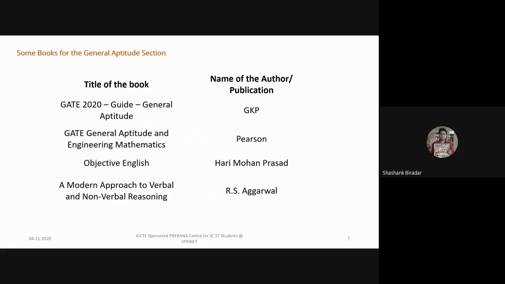There are some books available in the market for the preparation of general aptitude, like GATE 2020 Guide for General Aptitude by GK Publication. Then we have GATE General Aptitude and Engineering Mathematics by Pearson Publication. Then Objective English by Hari Mohan Prasad, and A Modern Approach to Verbal and Non-Verbal Reasoning by R.S. Agrawal.